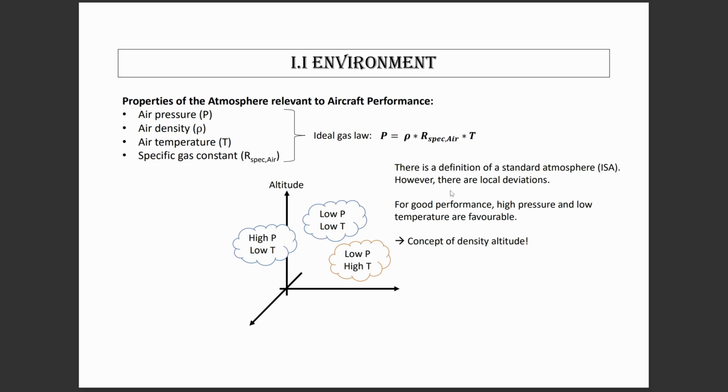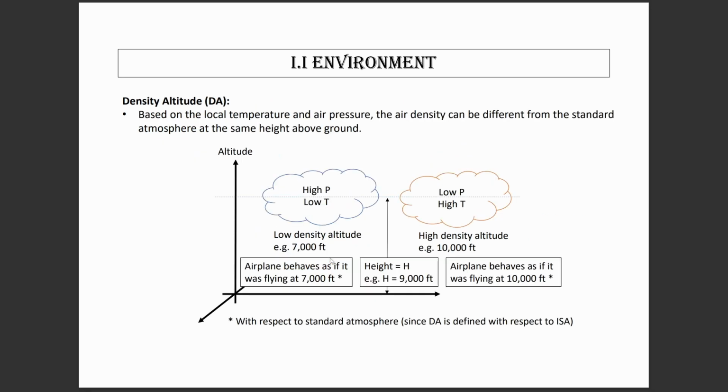Okay, now, as I said, the standard atmospheric model is just a model, and in reality there may be deviations to that model. So we might have local low pressure, low temperature regions, or high pressure, low temperature regions, or low pressure, high temperature regions, or high temperature, high pressure regions. So local deviations to our standard model that are also going to impact our performance. Okay, so this wraps up the environment that we fly in.